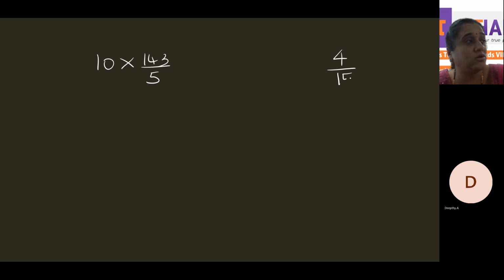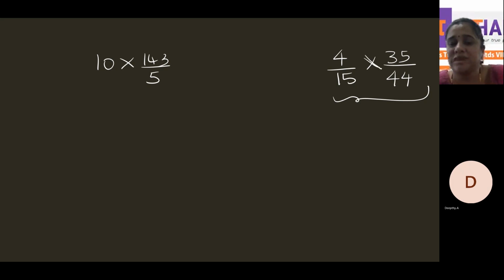Okay, so now how do we simplify? 10 into 143 divided by 5. You need to cancel out 5 and 10. Take a number from the numerator, take another number from the denominator. See now, supposing you have a situation like this, 4 by 15 into say 35 by 44. Can you see this product?